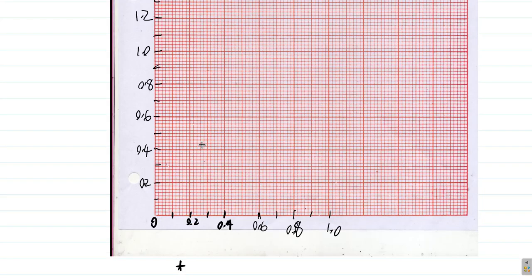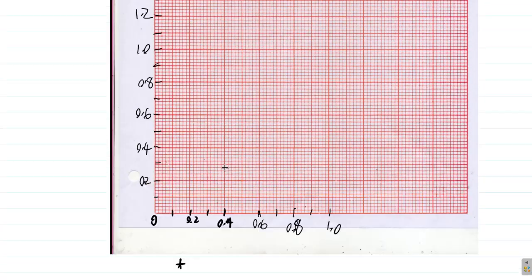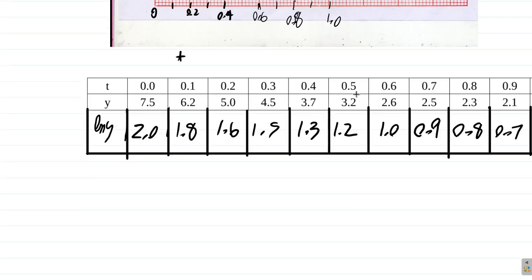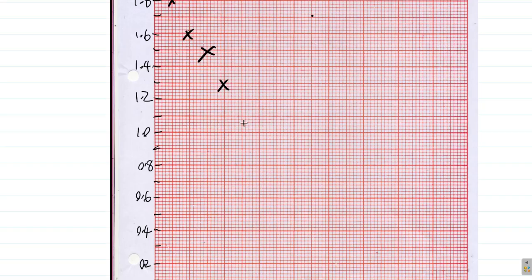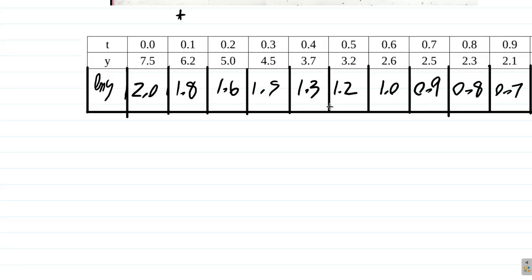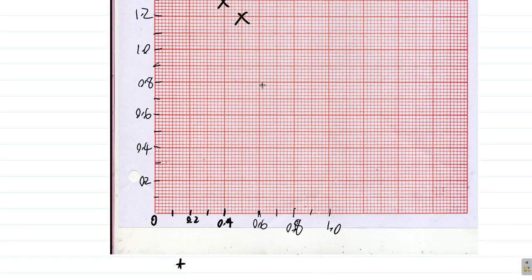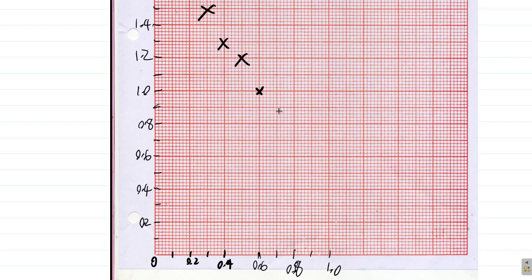Then we have 0.4, 1.3. 0.4, 1.3 is right here. 0.5, 1.2, so 0.5, 1.2 here, okay. 0.6, 1.0, so I have 0.6 and 1 right here. 0.7, 0.9, so I have 0.7 and then 0.9 right here.